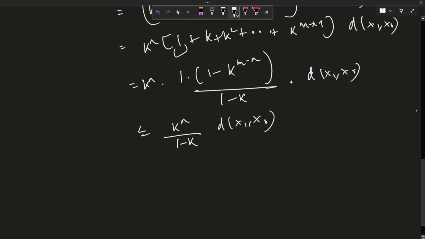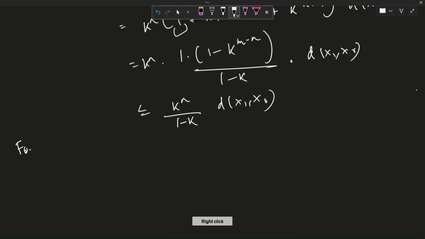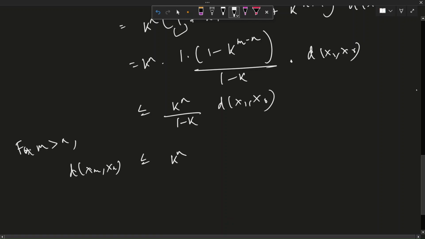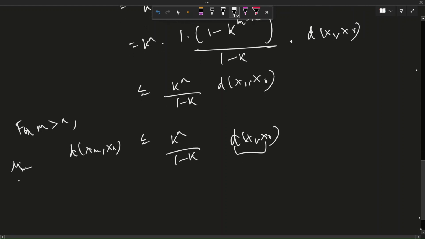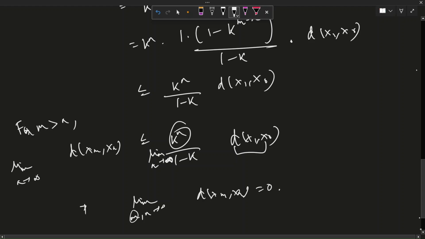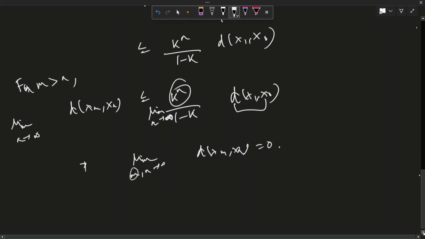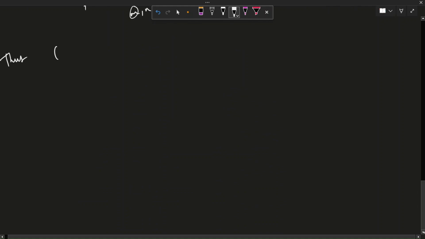Well, there we go. So we have established that for m greater than n, the distance between xm and xn is less than or equal to k to the n over 1 minus k times the distance between x1 and x0. k is a constant, and the distance between x1 and x0 is a constant. Now when I take the limit as n approaches infinity on both sides, this would simply go to 0, right? That implies the limit as m, n approach infinity of the distance between xm and xn is 0. The reason I also included m in this expression is that m is greater than n; if n is going to infinity, then m is also going to infinity. Thus, the sequence is Cauchy, and thus the sequence is convergent.